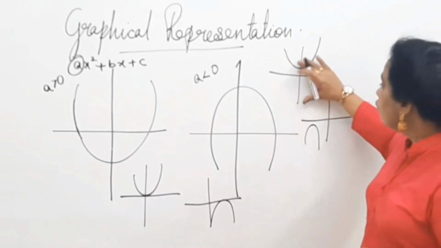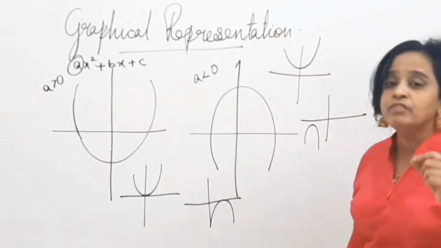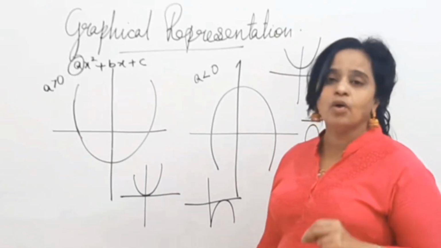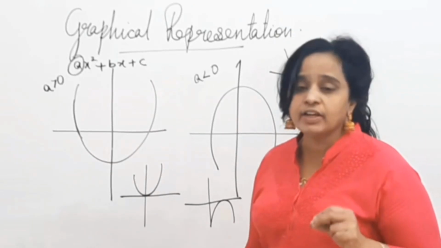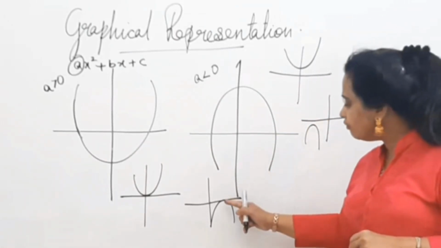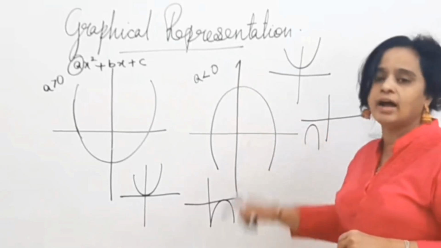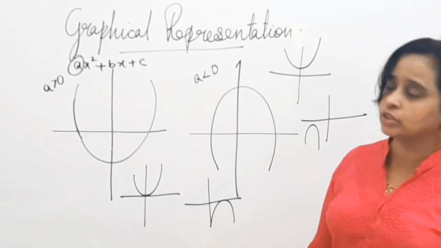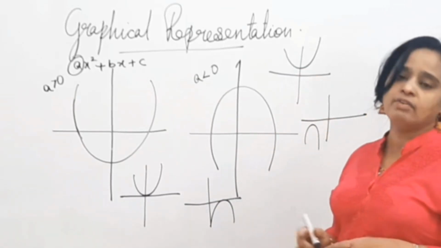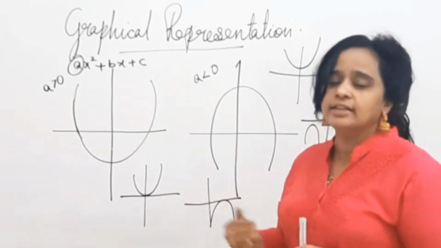Then we say that for a quadratic polynomial, whatever the polynomial may be, if the graphical representation does not touch the x-axis, then it will never have zeros. Even if it touches or cuts the x-axis, it will have zeros. But when it doesn't touch the x-axis, then that quadratic polynomial will not have zeros. Hope everyone understands this concept.